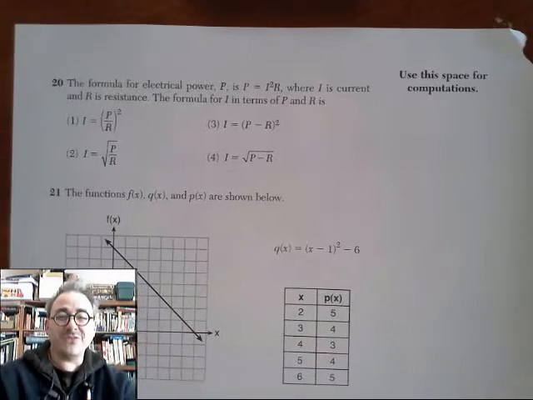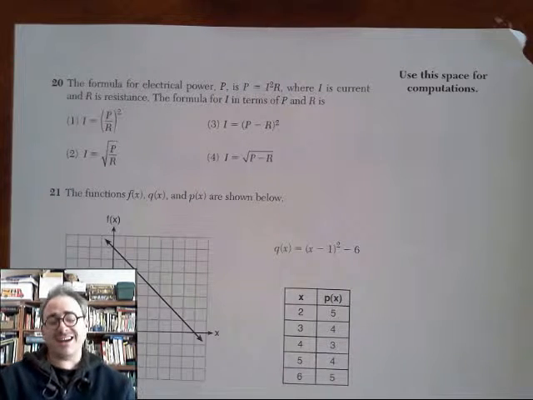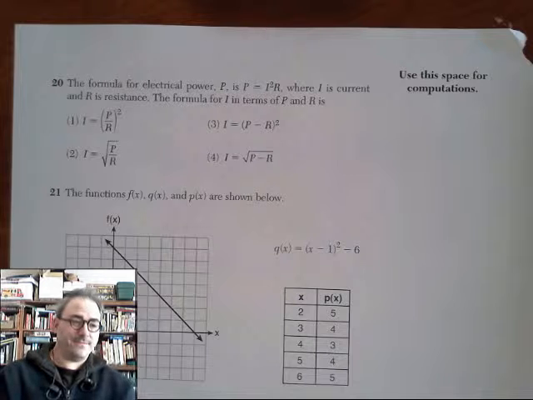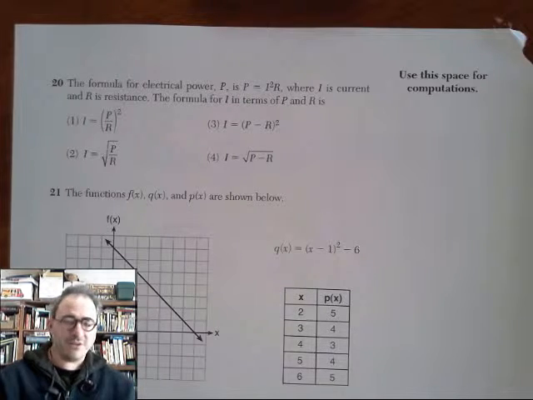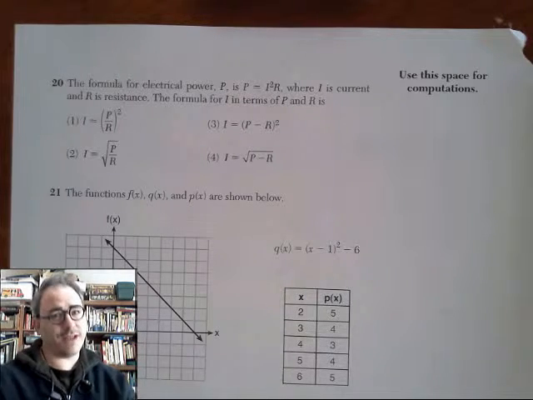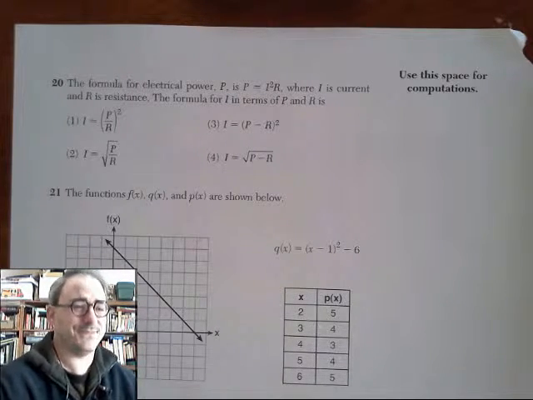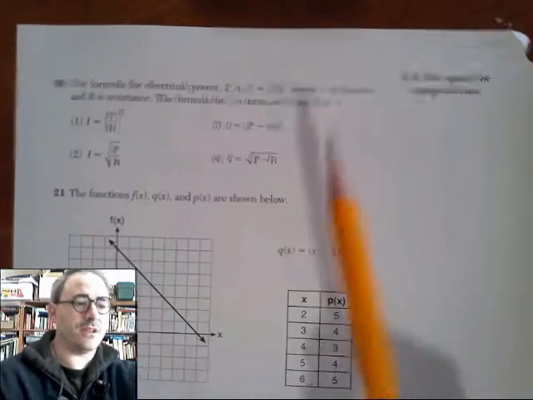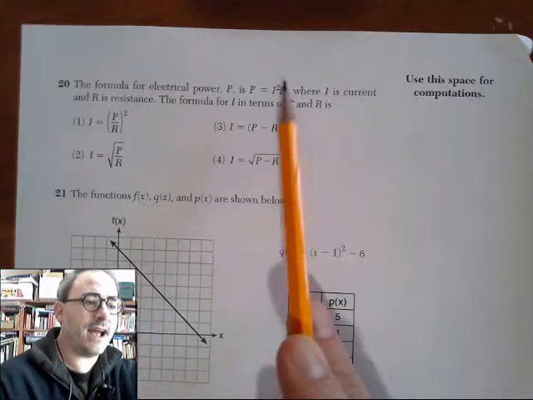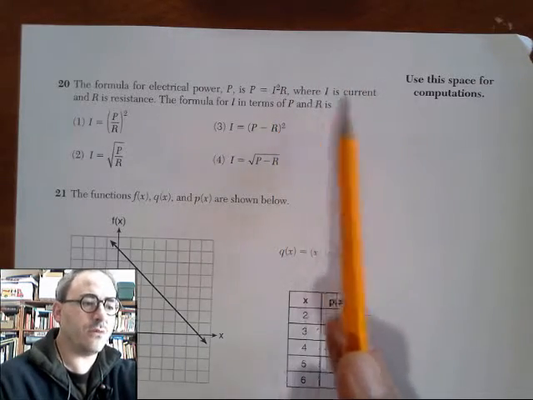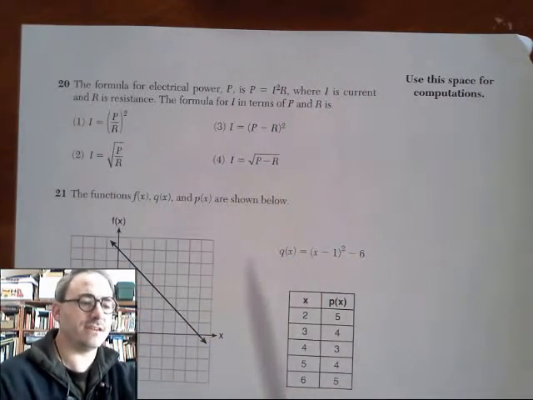All right, we did do one day on literal equations, and we kind of moved on because I wasn't sure what the value of continuing more than a day on literal equations was. But here we have a literal equation problem. The formula for electrical power P is P equals I to the second power times R, where I is the current and R is the resistance.